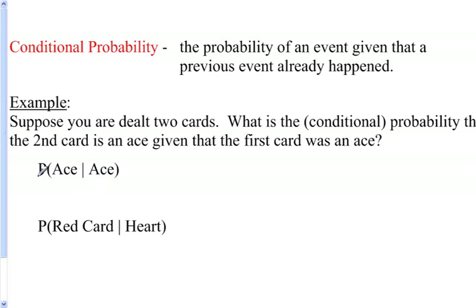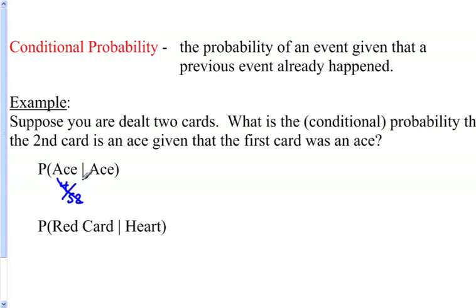Now, normally we think of the probability of getting an ace. There are 4 aces out of 52 cards. We normally would say, hey, the probability I'm going to get an ace is 4 out of 52. The problem is I already know something occurred, so this is not the correct answer.